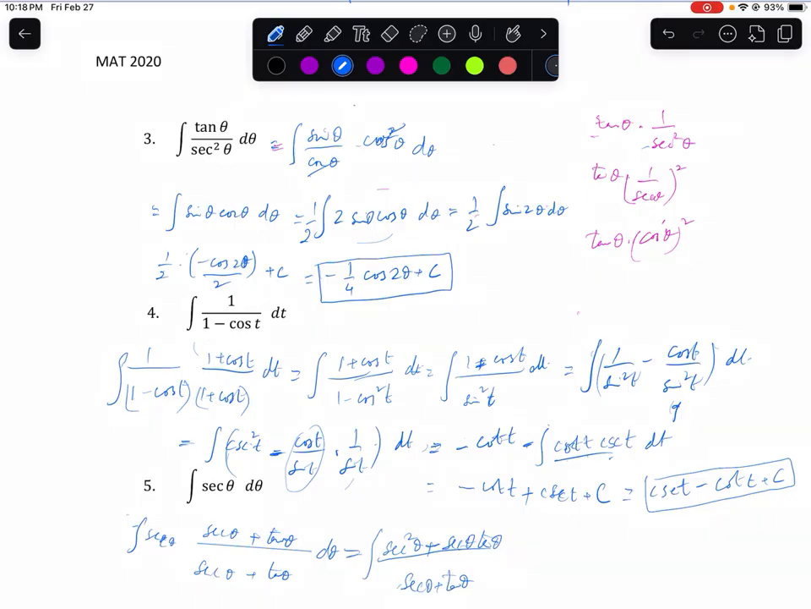So I'm going to erase this, although you can leave it like what it is, but just to show you clearly. Now the top is the derivative of the bottom. When we have that situation, we just get the ln of the bottom. So the answer will be ln of the absolute value of tangent theta plus secant theta plus c.